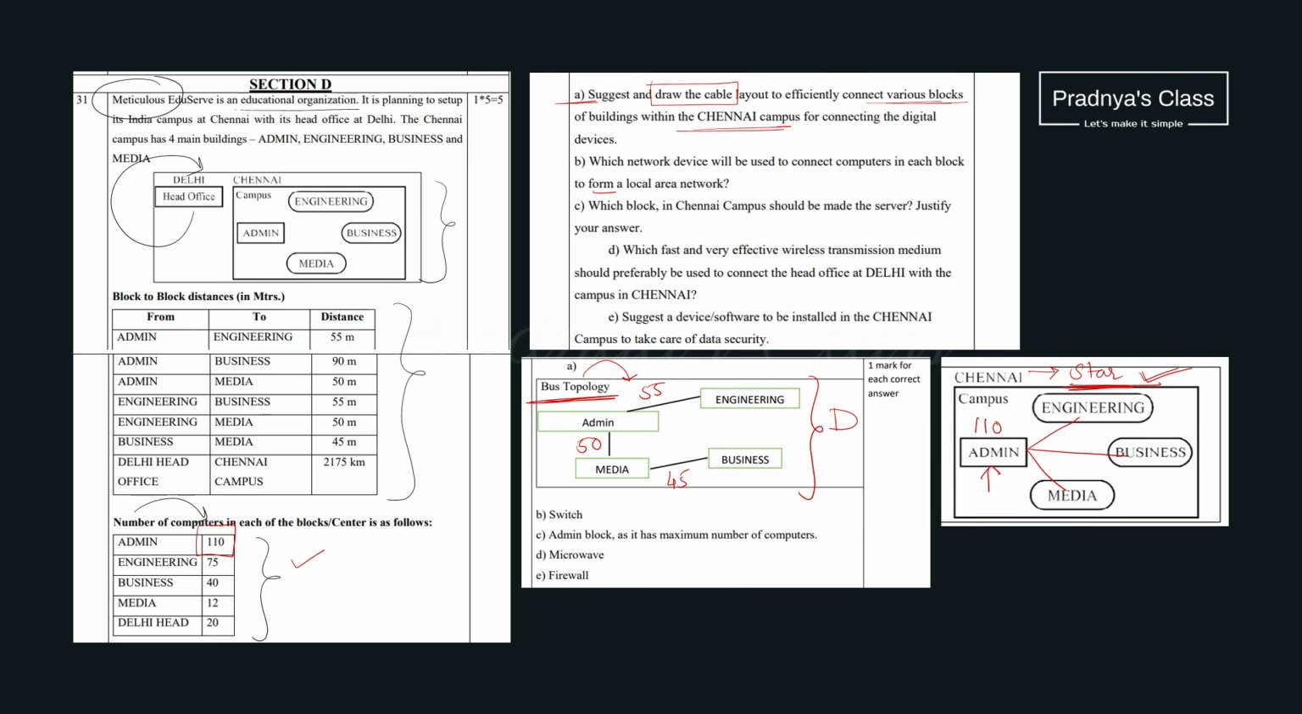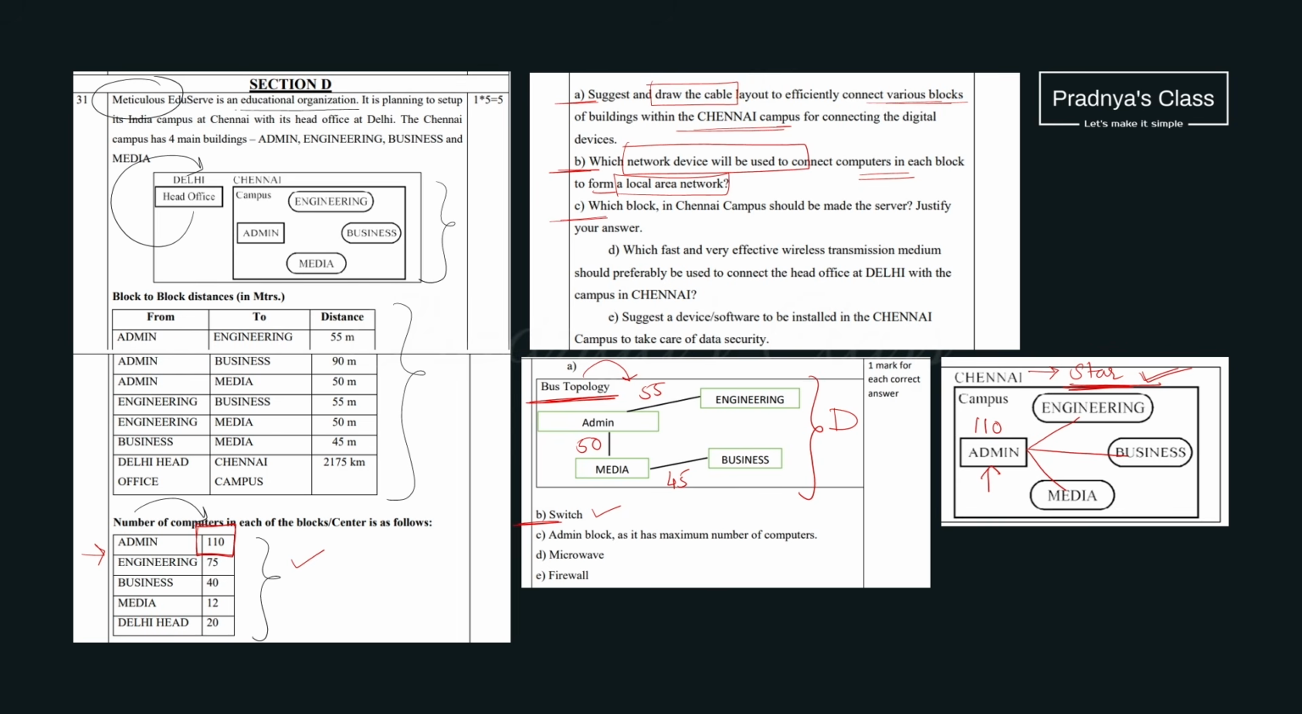Whichever block has the maximum number of computers, we will make it the server and the other blocks we will connect to it. Look at the table here. Admin block has 110 computers, so it will act as a server and other blocks will get connected to it. So without thinking much, always go with star topology. What's the next question? Which network device will be used to connect computers in each block to form a LAN? For LAN we can use a switch or hub, but a switch is a smart hub, so we will be using a switch. If a similar kind of question gets repeated in your final exam, write the answer as switch.